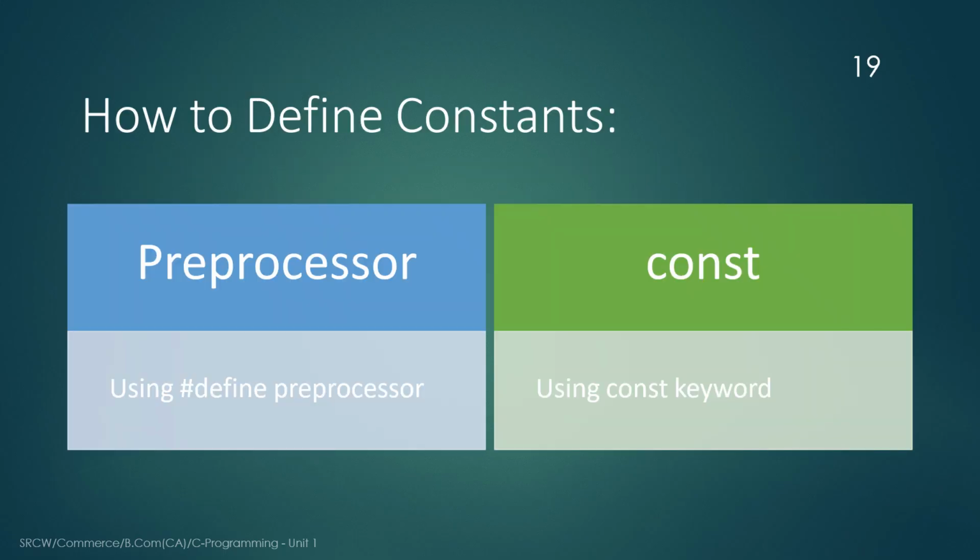In C, constants can be defined using the #define preprocessor directive or the const keyword. Using #define, we can assign a symbolic name to a value. Using const, we declare a variable as constant, meaning its value cannot be changed during the program execution.